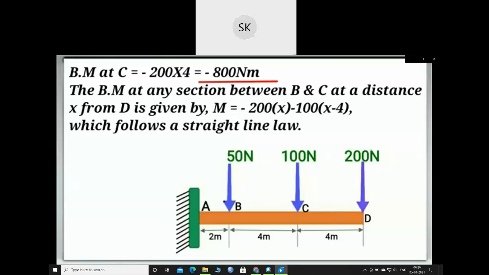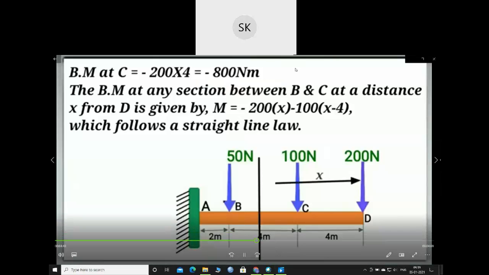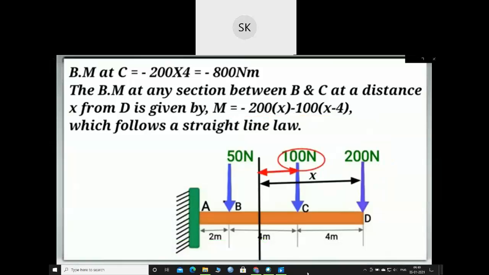The bending moment at point C is equal to minus 200 into 4, equal to minus 800 Newton meter. The bending moment at any section between B and C at a distance x from point D will be given by Mx equal to minus 200 into x minus 100 into (x minus 4), and the negative sign is because of the sign convention of the bending moment diagram. Hence this equation also follows the straight line rule, which clearly indicates that the bending moment diagram between point C and B will be a straight line but with a negative slope.